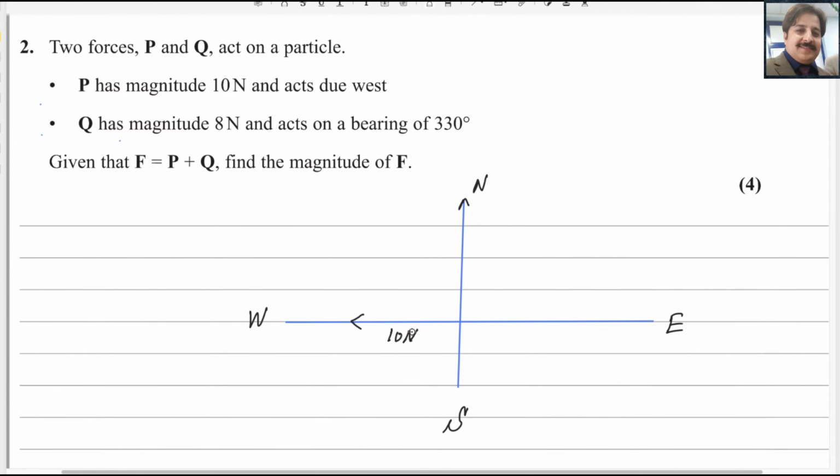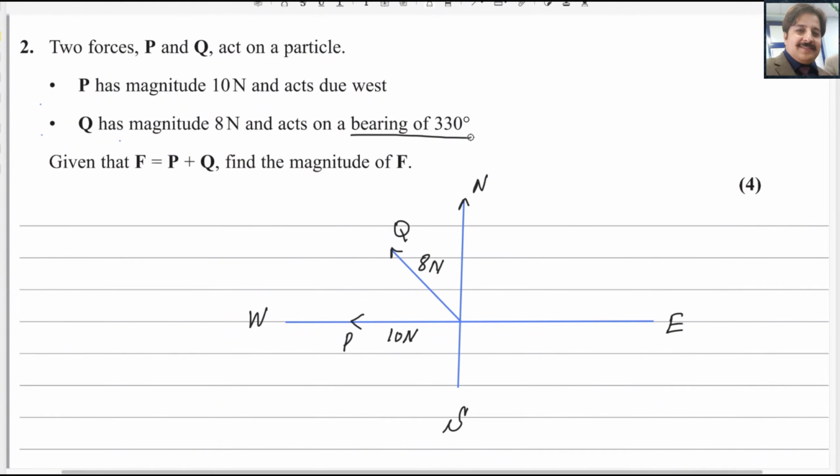Okay. Now, Q has magnitude 8 Newton and acts on bearing of 330 degrees. Let me draw Q here. Let's say this is Q. This one is P, this one is Q. And it has magnitude 8 Newton.